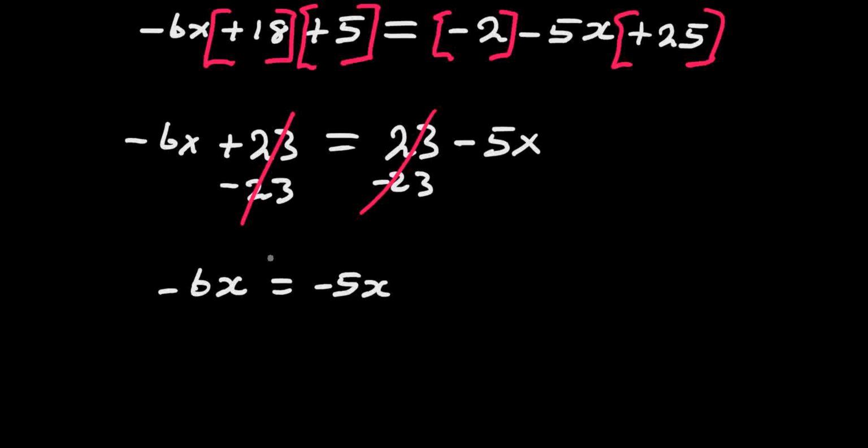So we can add any of them to both sides. Either you add 6x to both sides or you add 5x to both sides. But let's add 5x to both sides. Okay, so let's add 5x to both sides. Plus 5x.